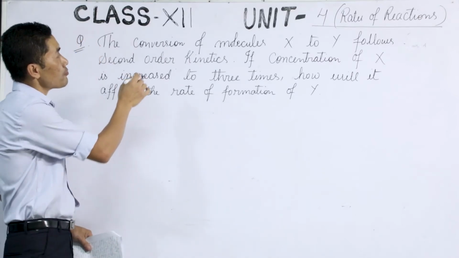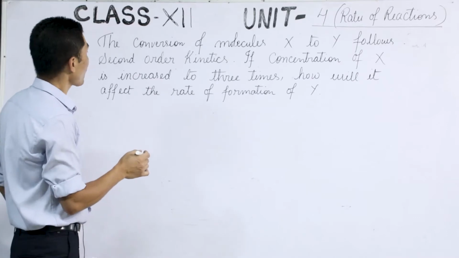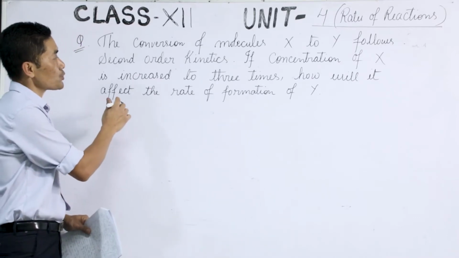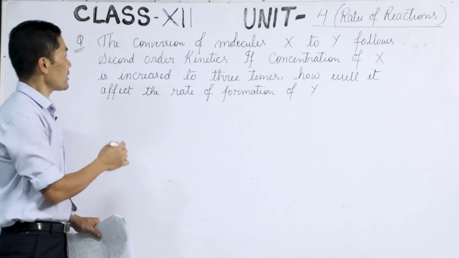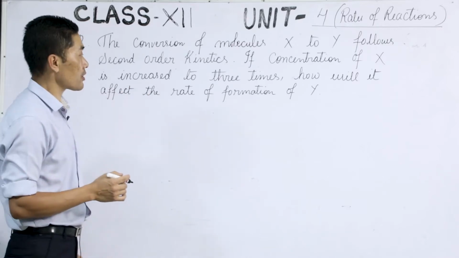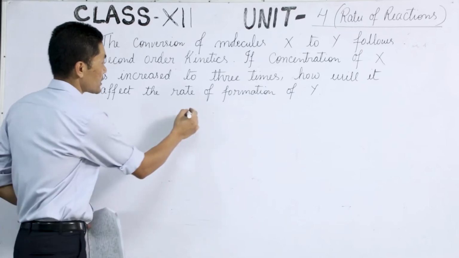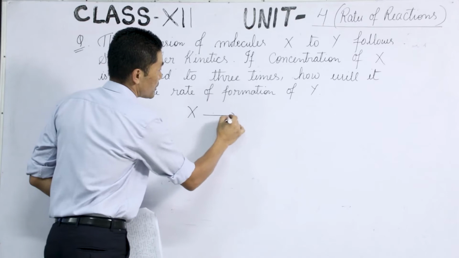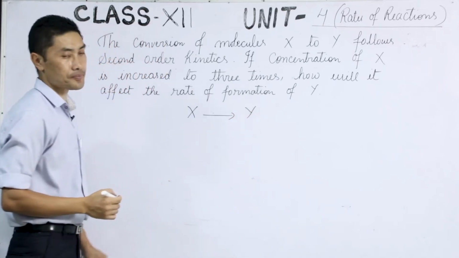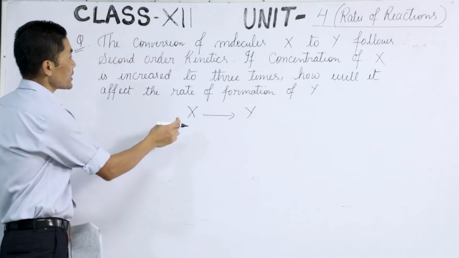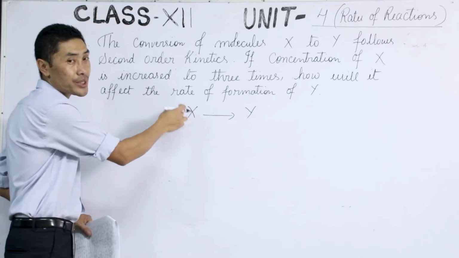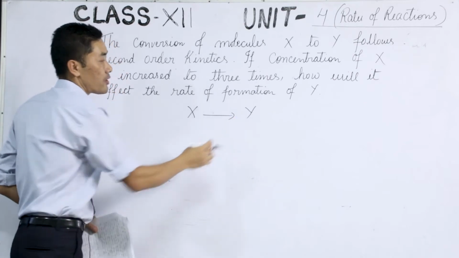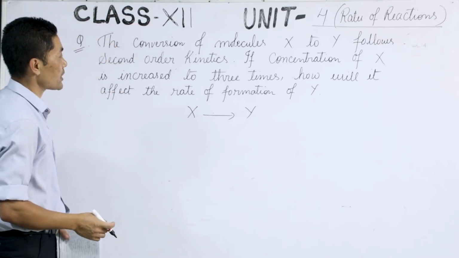The conversion of molecules X to Y follows second order kinetics. If concentration of X is increased to 3 times, how will it affect the rate of formation of Y? Now the reaction is the reactant X being converted into the product Y here. Let us try to see this.